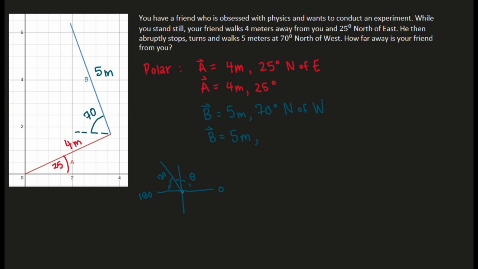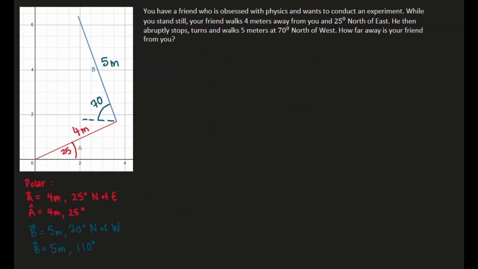So the way I would determine that is just take 180 minus 70, which gets me 110 degrees. And that's the angle I would put here if I didn't include any geographical directions. Now, keeping everything in polar coordinate form doesn't actually really help us when it comes to adding vectors together.